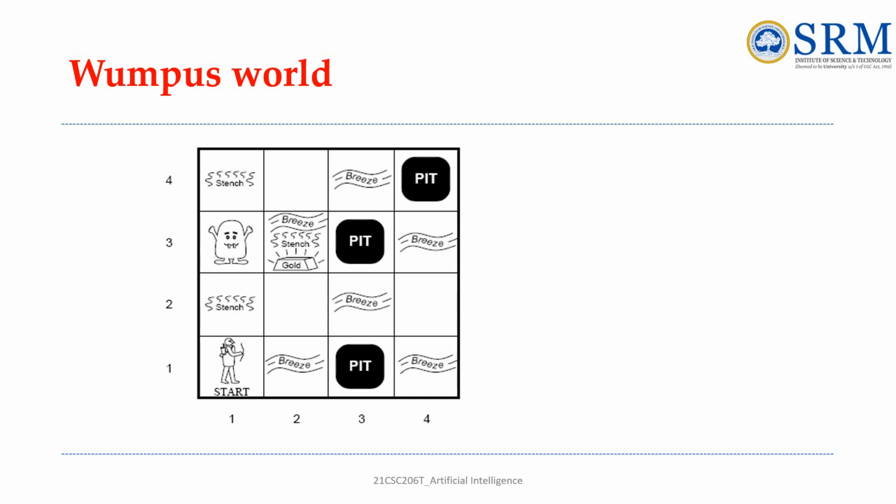This world is partially observable, non-deterministic and highly dangerous. To survive and win, the agent must infer where the Wumpus and pits might be based on indirect clues. So this is where knowledge becomes essential.